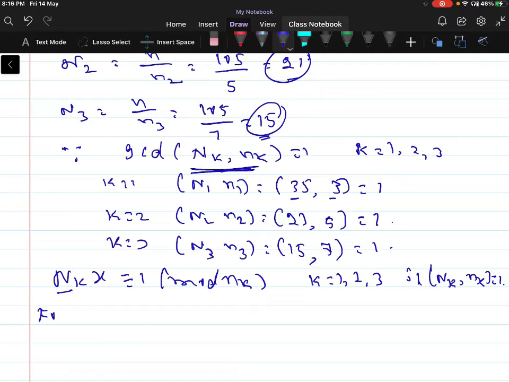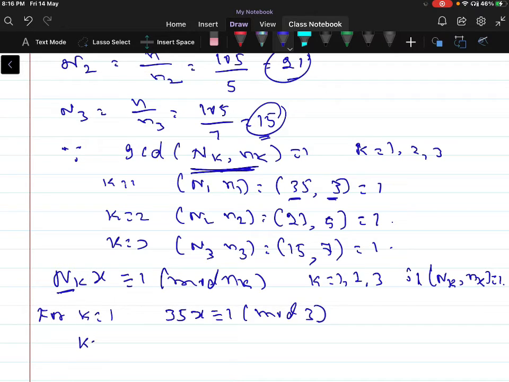For k equal to 1, N1 x is congruent to 1 modulo n1, where capital N1 is 35 and small n1 is 3 here. Therefore 35x is congruent to 1 modulo 3 from the first equation.